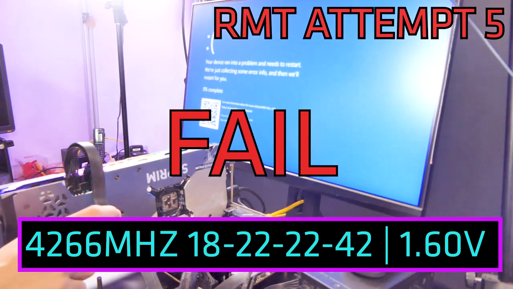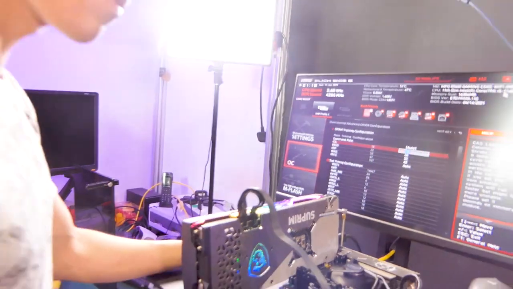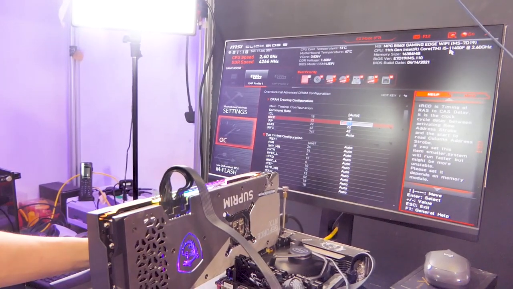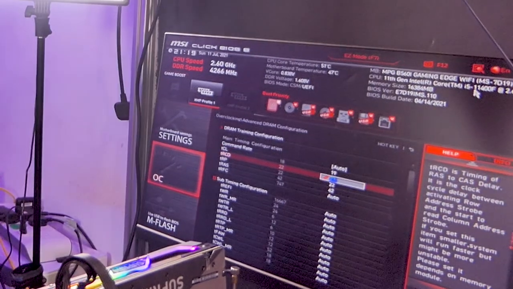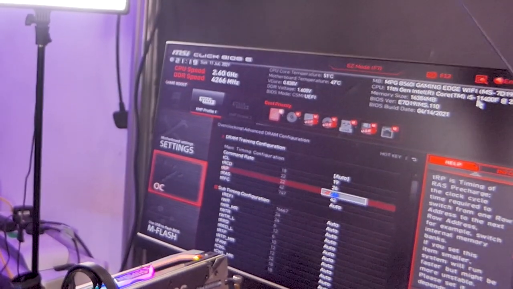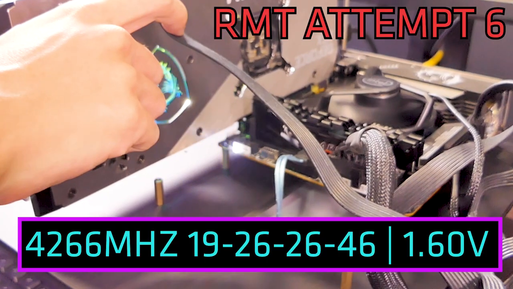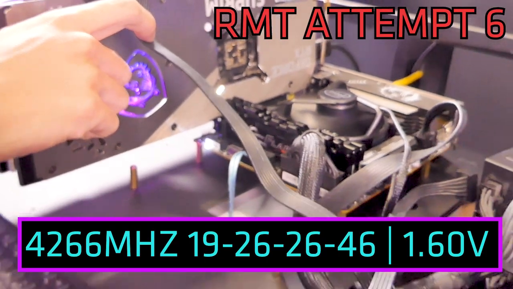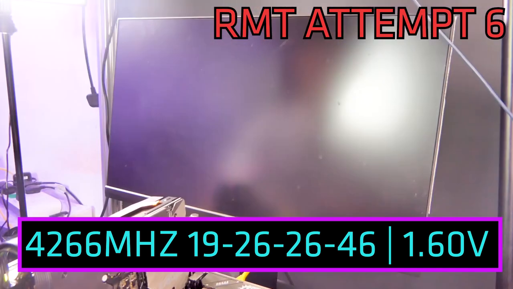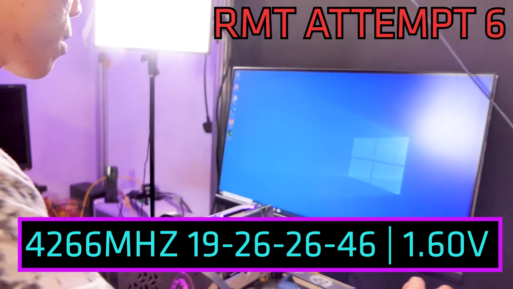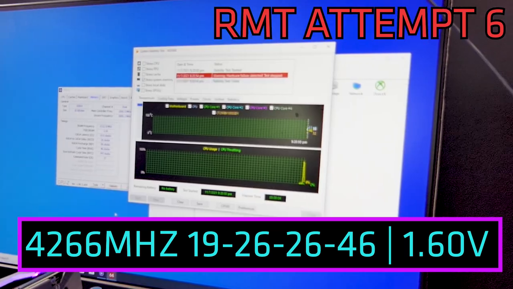Spinning beach ball. Okay, I think at this point you're probably going to drop things down a couple of notches. 19, 26. Oh, okay, 26 and 46. We'll keep the voltage. Alright. We get past, it doesn't bounce back to the CPU light. Ah, nice. Okay, now the OS loads. Nice. Let's start.